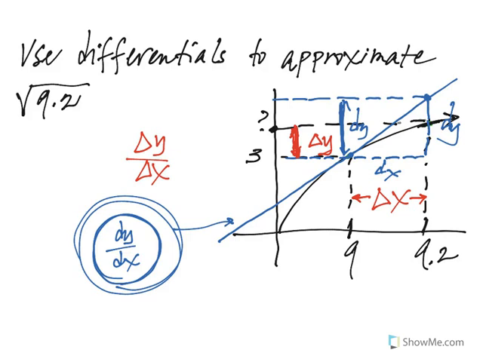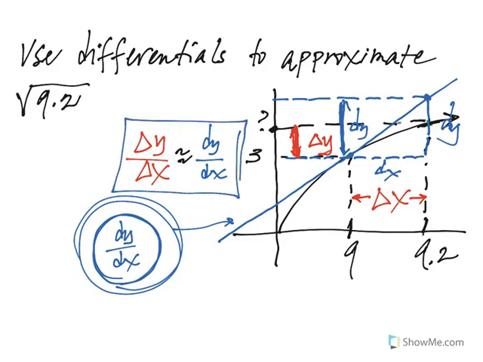Now, if this is confusing to you, you really don't need to understand it that deeply. What you want to know is that delta y over delta x is roughly equal to dy over dx. This is very, very important. Now, these problems will be written so that your dx value here is sufficiently small enough for this boxed statement to be true, that delta y over delta x is roughly equal to dy over dx.